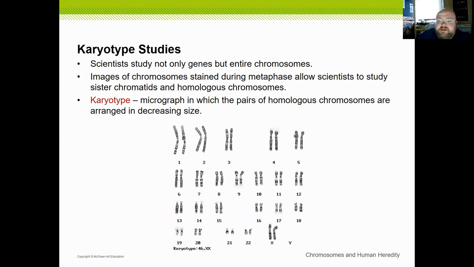Then we have karyotype studies. Scientists study not only genes, but entire chromosomes. Images of chromosomes stained during metaphase can allow scientists to study sister chromatids and homologous chromosomes. A karyotype is a micrograph, this image here, in which the pairs of homologous chromosomes are arranged in decreasing size. So they match up the equal ones, and then arrange them from biggest to smallest.